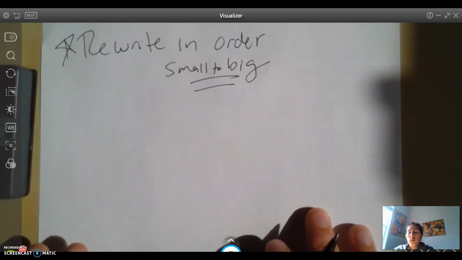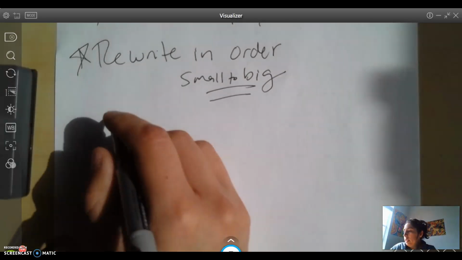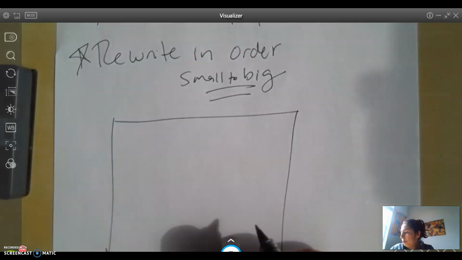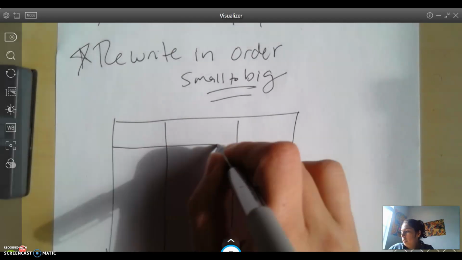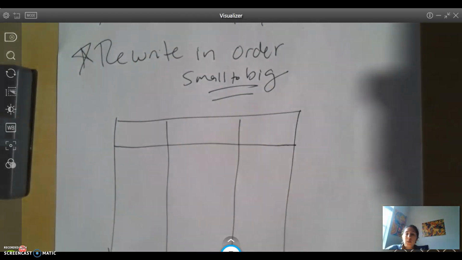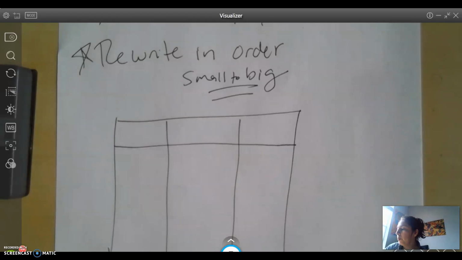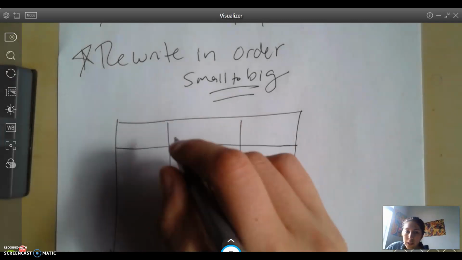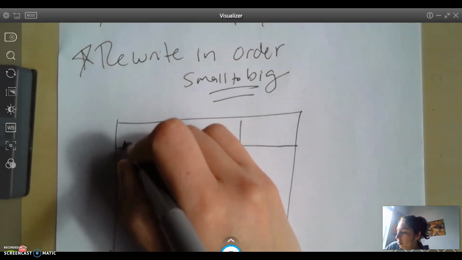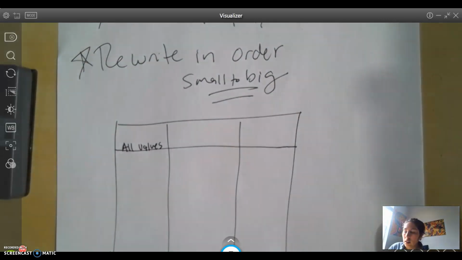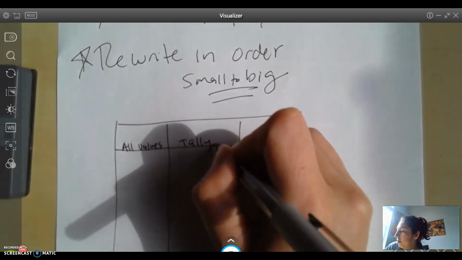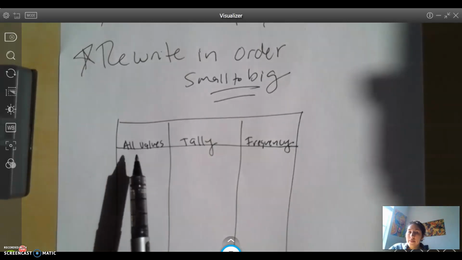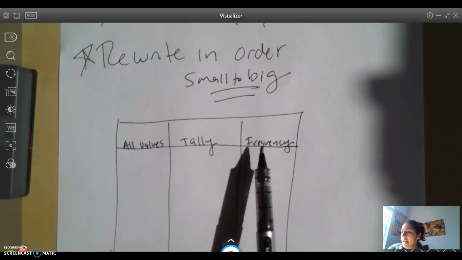construct our frequency table. Okay, so for a frequency table, we have 3 columns always. So towards the bottom of the page, you're going to make a table with 3 columns. So go ahead and pause the video and do that now. A table with 3 columns. All right, so for our 3 columns, the headings up here, the titles, will be all of the values, the tally, and thirdly, the frequency. So again, the columns are the values, a tally, and then the frequency.